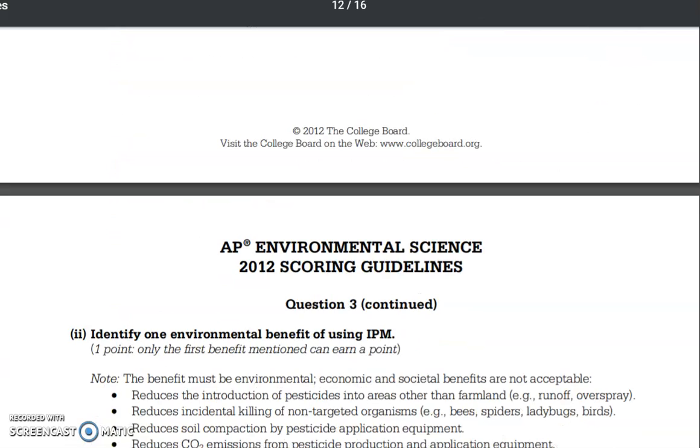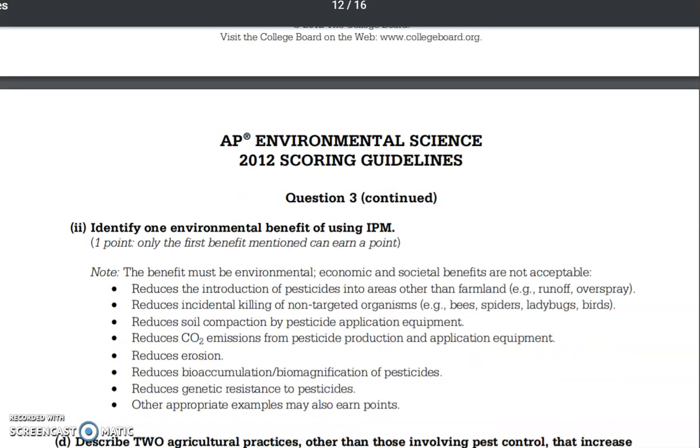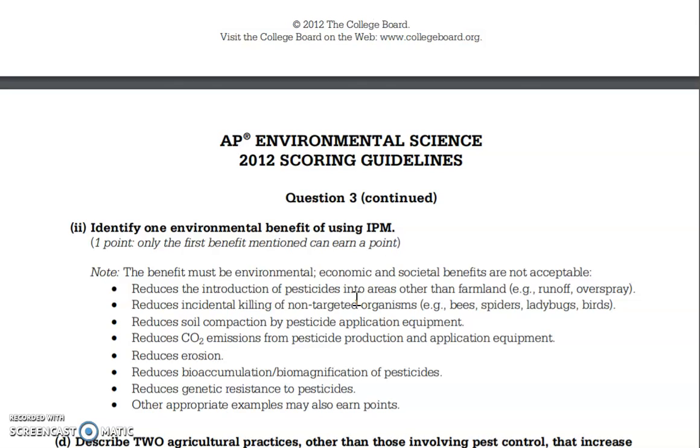Identify one environmental benefit of using integrated pest management. It must be environmental, so be careful when you're reading. When it says benefits, make sure you're listing the right kind. So environmental benefit, it cannot be an economic or societal benefit. You can't say we produce more crops. That would be a societal benefit. So be careful with your wording because I know you know the answers, but if you quickly just think benefit and you don't go specific, you're going to miss that point.